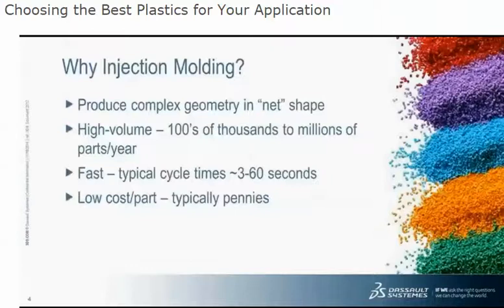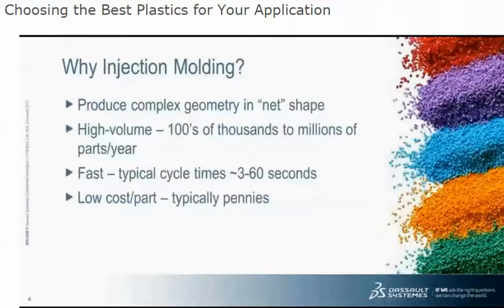You can produce very complex geometry and net shape. That means when the plastic part comes out of the mold, you don't have to do anything to it. You don't have to machine it. You don't have to paint it. You don't have to trim it. It's ready to go. Injection molding is typically used for high volume applications where you want to make hundreds of thousands or a lot of times millions of parts per year.